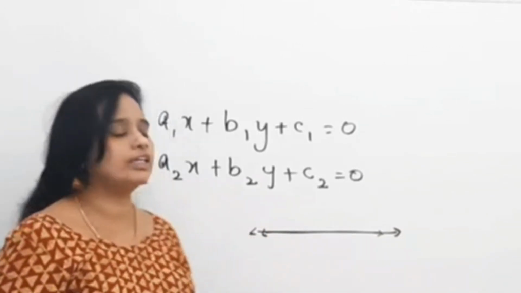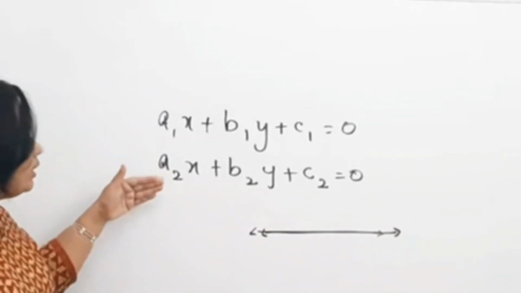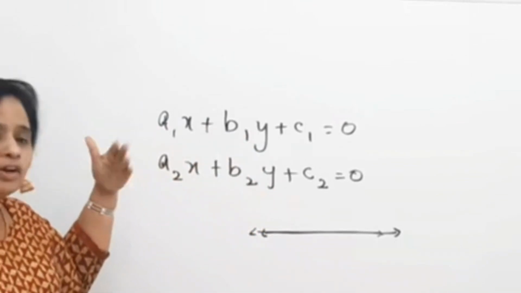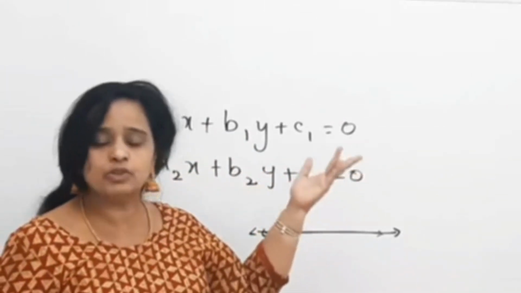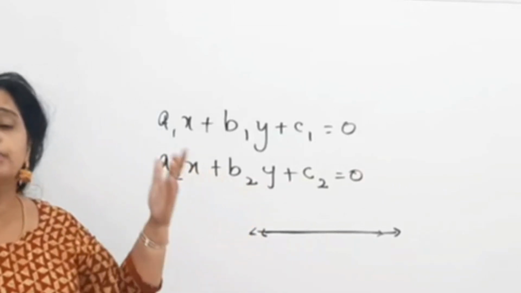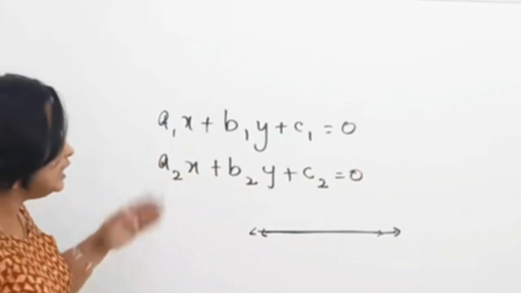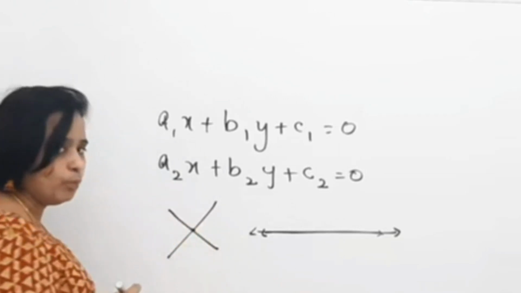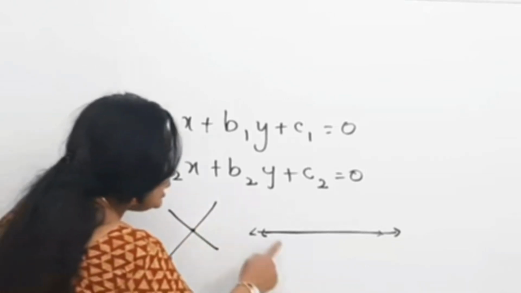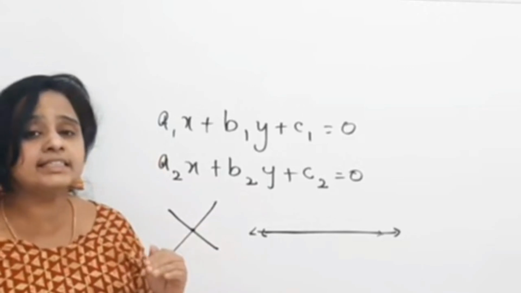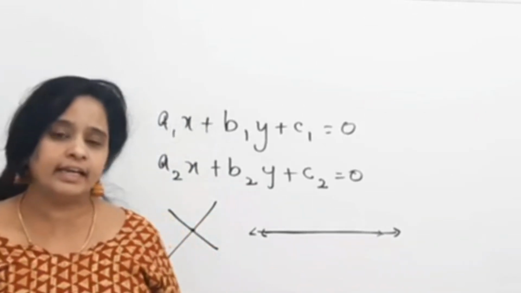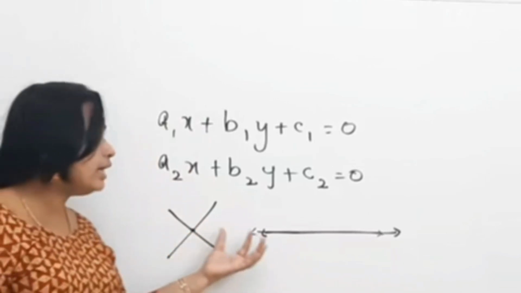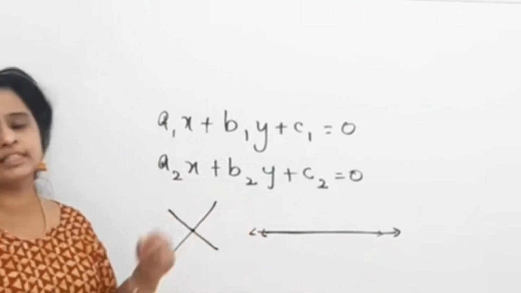And the second point is a1 divided by a2 is not equal to b1 divided by b2, which is going to be intersecting lines. That means these two lines will intersect at one single point. Now these two lines are a consistent pair of linear equations, meaning they have a solution. These two lines will have the solutions x and y.